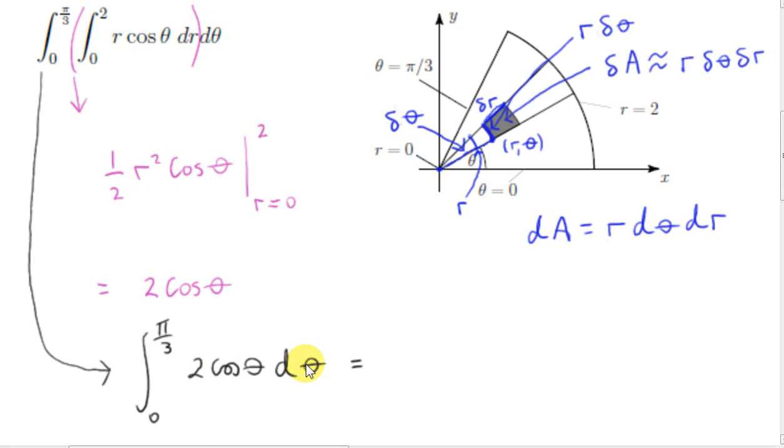Now let's take the outer integral. As you can see, the result of the inner integral is a function of theta only, and that's what we want, of course. We don't want r to appear in this. If we integrate the cos function, we get sine. We get 2 sine theta.